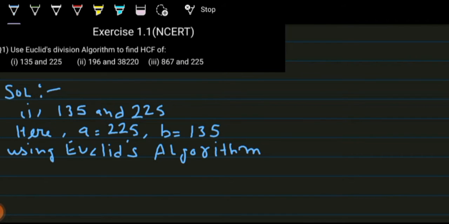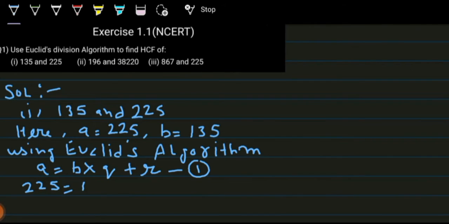The formula is A equals B into Q plus R. Here A is 225 and B is 135. So now we will put the values in equation 1. So the equation is 225 equals 135 into 1 plus the remainder, which will be 90. Here R is the remainder. So we get the remainder 90.